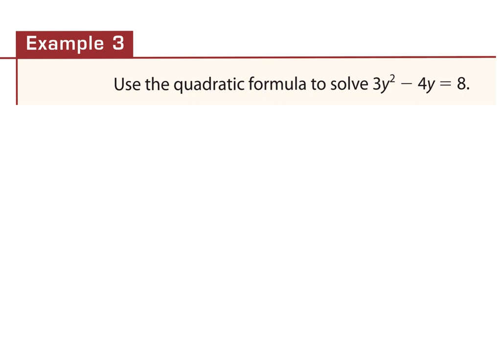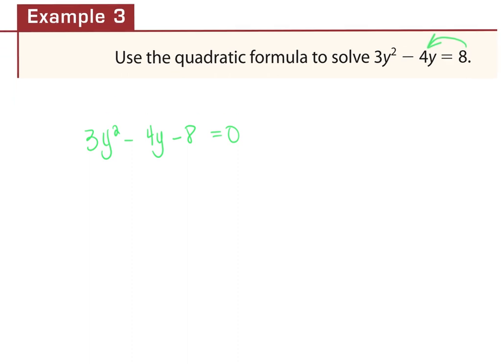So the first thing is, if it is the quadratic formula you're using, what does it have to be equal to? 0. It has to be equal to 0, which means we have to move that 8 over, okay? So we're going to say 3y squared minus 4y minus 8 equals 0. We have to move it over, all right? And then we are going to plug it in.